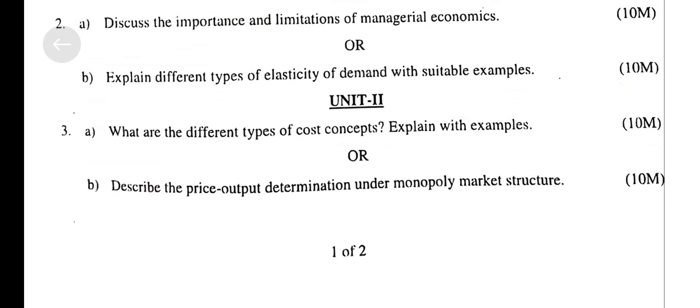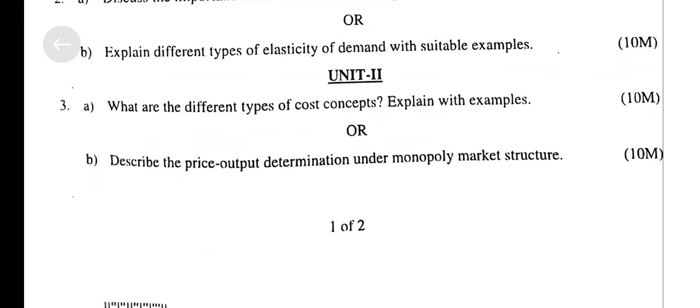From Unit 2, third: What are the different types of cost concepts? Explain with examples. Describe the price output determination under monopoly marketing structure.